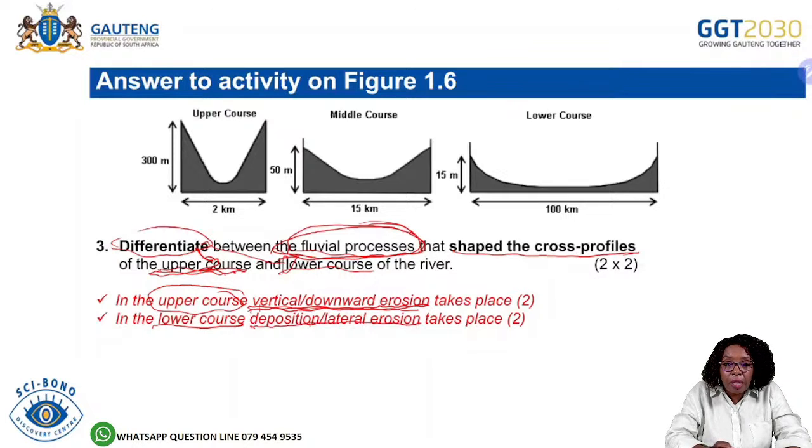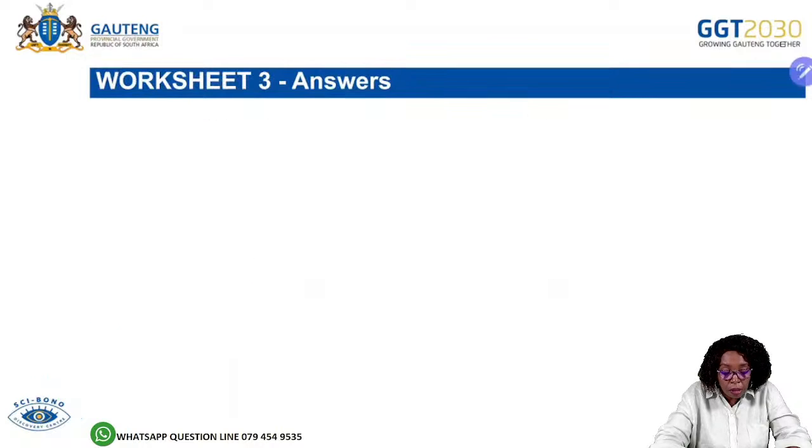So this is something that you also do in the exam so that you don't miss the point of why you should get these 4 marks. You must look at what you are supposed to do. You are going to differentiate. And then what exactly are you differentiating? You are differentiating the fluvial processes between what? Between the upper course and the lower course. So you must then give a fact about each of those.